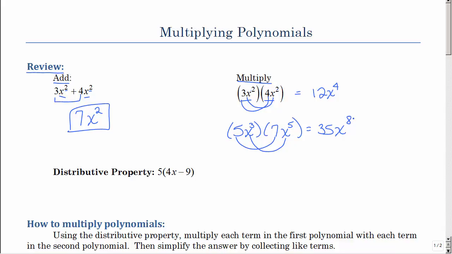Another thing we've done since day 1 is we've used our distributive property, which is also a type of multiplication. And now we have a monomial times a binomial. So we would distribute and say that is 20x. And here we have minus 45. We've done all three of these things many times.